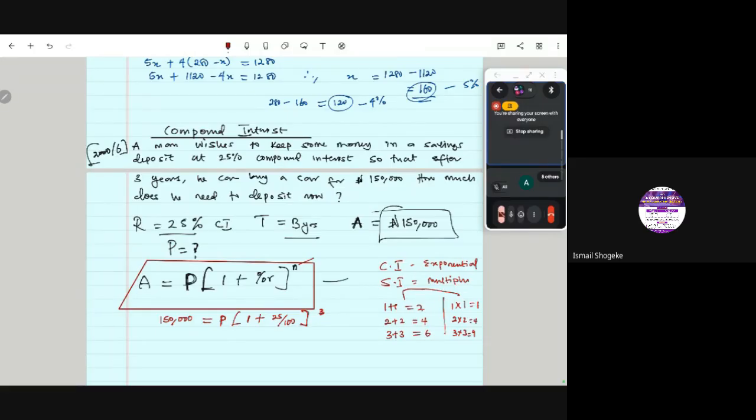Because 1, 4, 9. If you go to the next one, 4 plus 4 is 8, 4 times 4 is 16. 5 plus 5 is 10, 5 times 5 is 25. Can you see? The power is bigger. Now let's do raised to power.